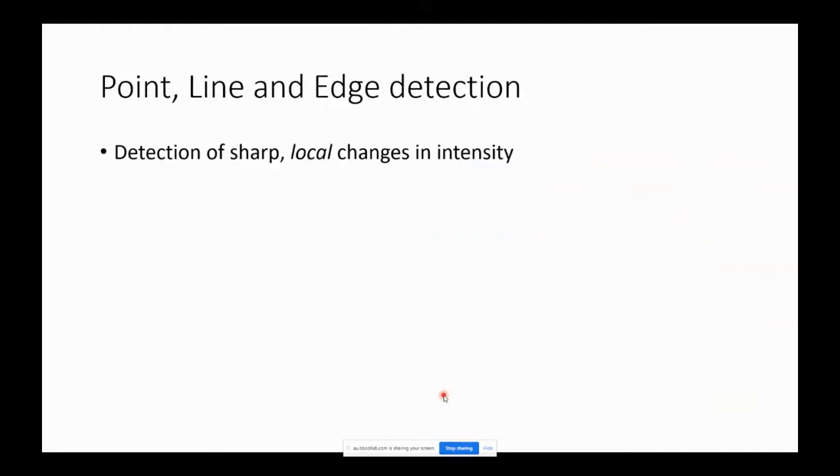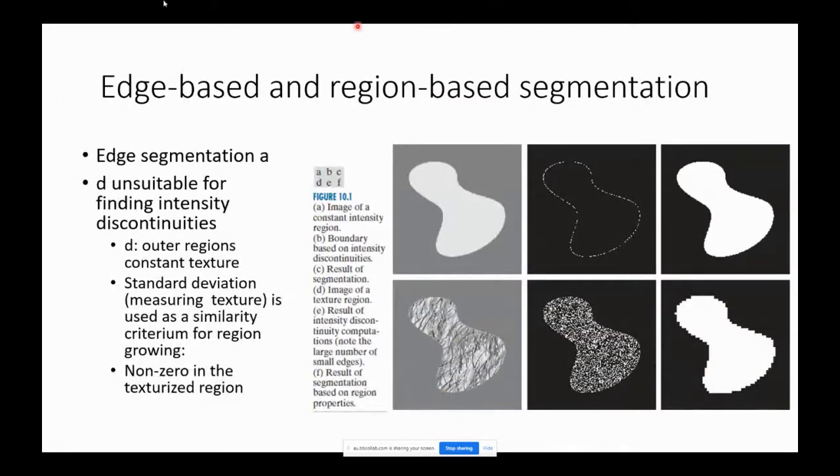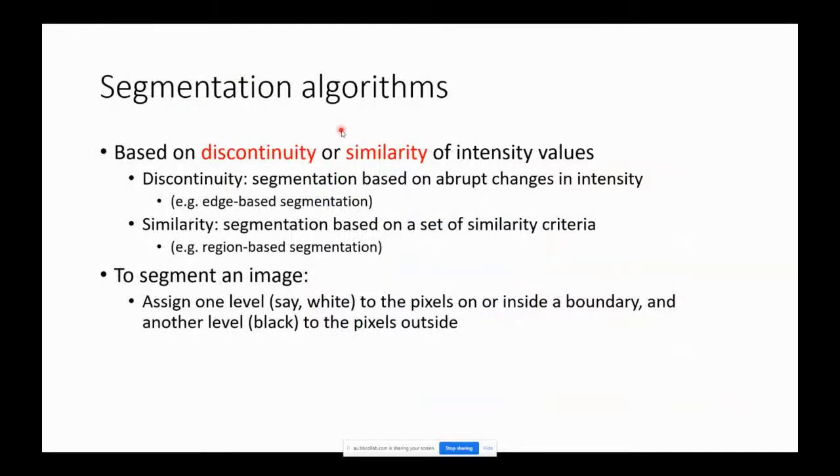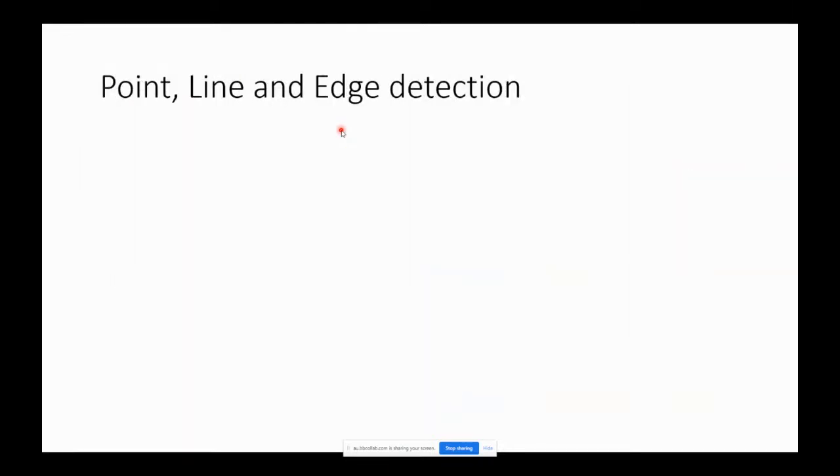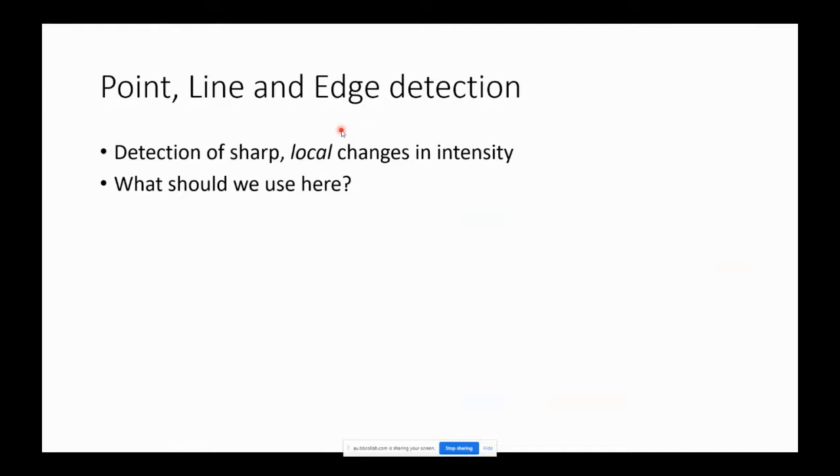Okay, so let's start from the beginning. Point, line, and edge detection. Basically, the beginning means the edge-based segmentation that's based on discontinuity methods. And we want to use this method to detect points, lines, and edges. So what I want is to detect sharp or local changes in image intensities.